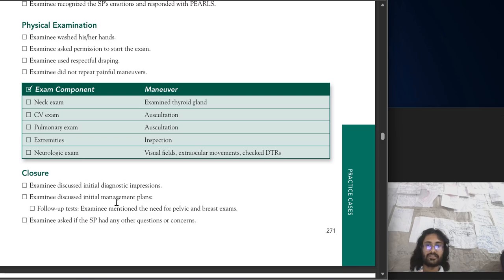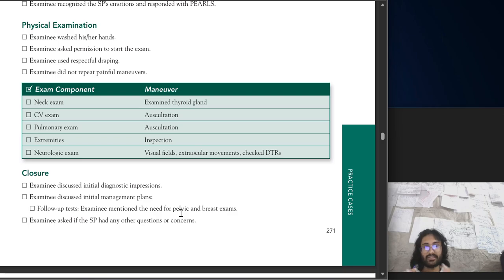Now, examinee discussed initial management plans. So he has come to a differential diagnosis he has made, and he has come to a final diagnosis. But for that, he needs a confirmation. Okay, so for that he would advise some more investigations. So here he would explain all this stuff. Okay. So follow-up tests. Examinee mentioned the need for pelvic and breast exams.